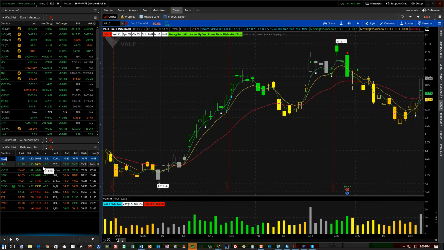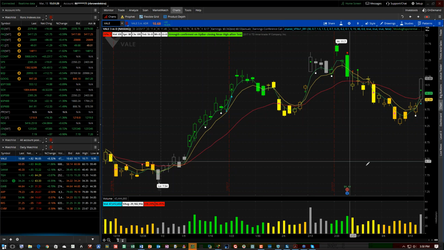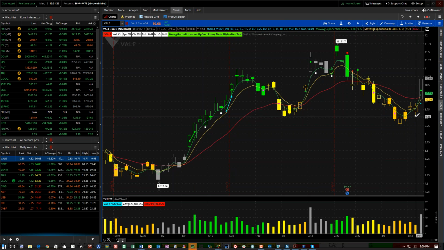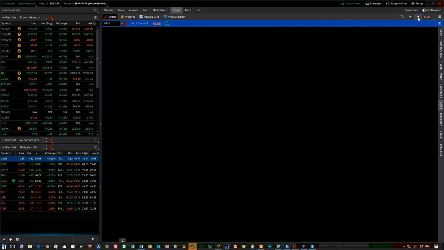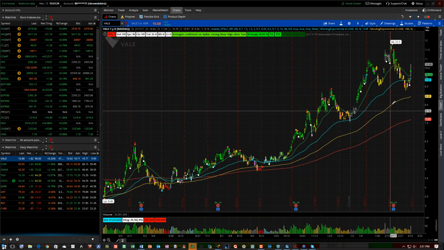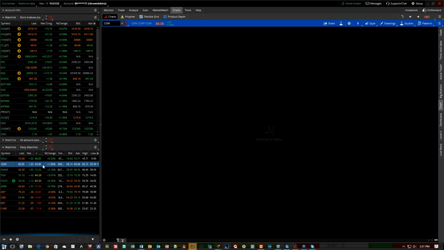Now VALE, V-A-L-E, was up 8.32% today. So that was the best performer out of the group. Notice that there was a VPA signal here, so it met all the requirements. If I scroll over one window, here is the long-term fan that I was talking about. The 18 is above the 50, is above the 100, is above the 200. So this qualifies. This was a counter trend stock, and it just happened to take off today.